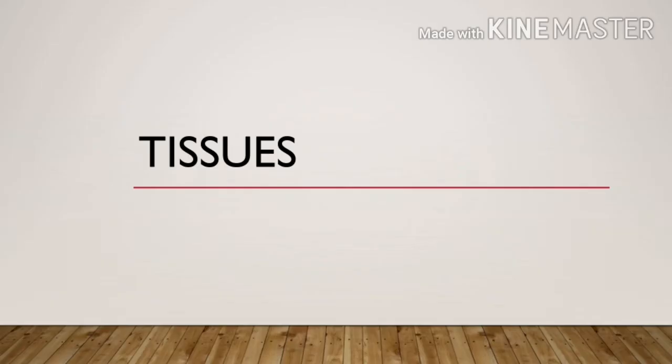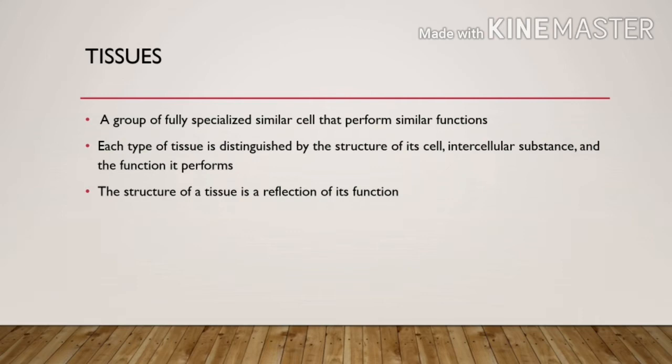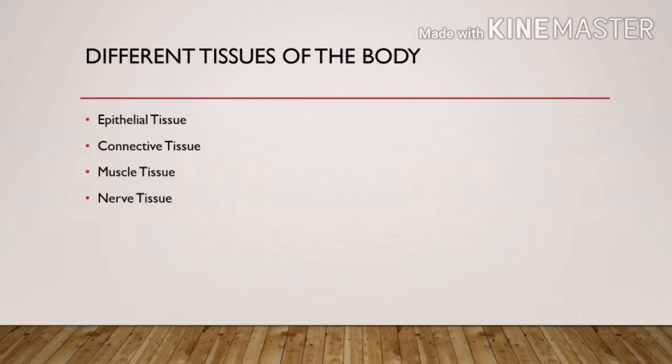Hello everyone, so our topic today is all about tissues. Tissues, a group of fully specialized similar cells that perform similar functions. Each type of tissue is distinguished by the structure of its cells, intercellular substances, and the function it performs. The structure of a tissue is a reflection of its function. Different tissues of the body: epithelial tissue, connective tissue, muscle tissue, and nerve tissue.